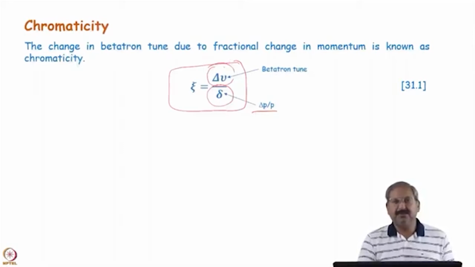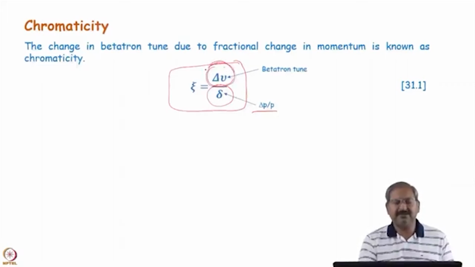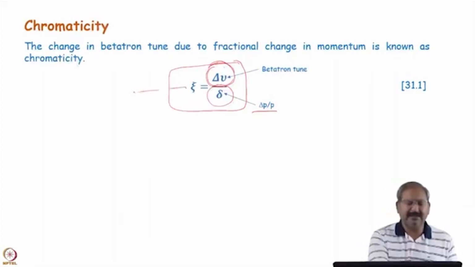There will be two chromaticities, one for the horizontal plane and one for the vertical plane. So for the horizontal plane, we have to take the delta nu for the horizontal Betatron tune, and for the vertical plane, we have to take the delta nu for the vertical plane. So there will be basically two chromaticities. One is the chromaticity X, and the other one is the chromaticity Y.